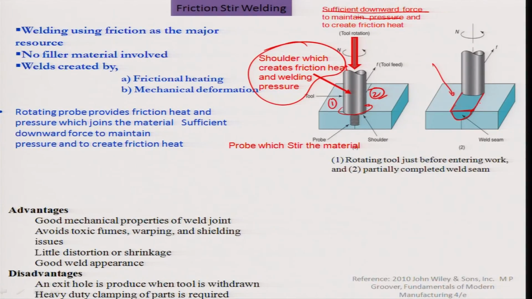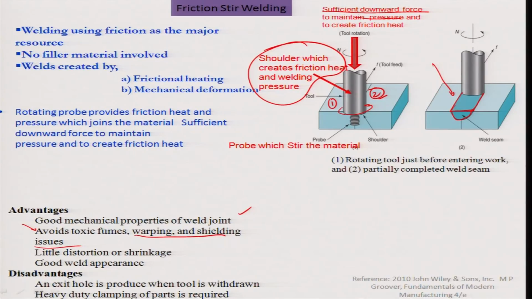So, the advantages of such processes are that it has a good mechanical property of the welded joint. It avoids toxic fumes, because obviously if we were to melt and form a melt pool, there would be an additional problem of vapors and fumes coming out of the material. It also prevents any kind of warping and shielding issues.